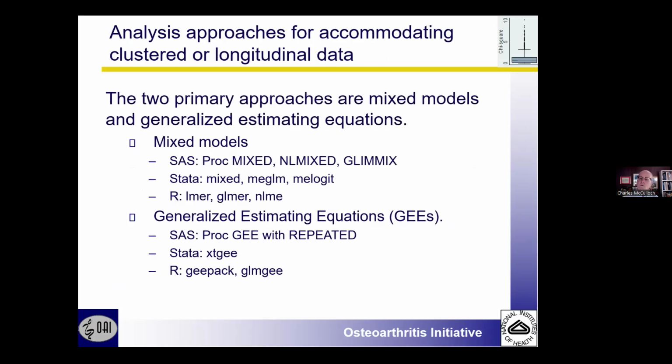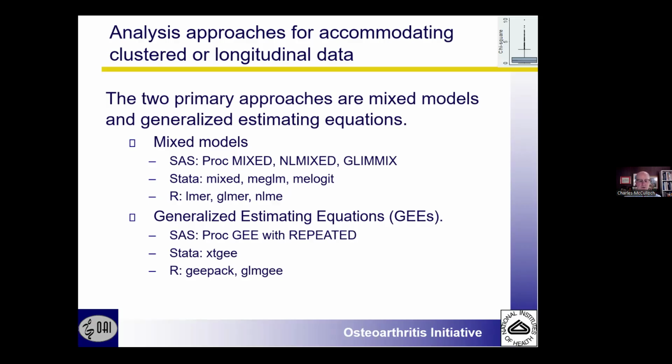All right, so the methods for accommodating cluster data or longitudinal data or data on change or repeated measures are all the same. They're all methods that accommodate the correlation between the data, whether it's due to clustering, whether it's due to longitudinal changes over time, or whether it's due to repeated measures. And there are two primary approaches, and those are what are called mixed models or generalized estimating equations. The names for both are a little esoteric, but not really to worry about.